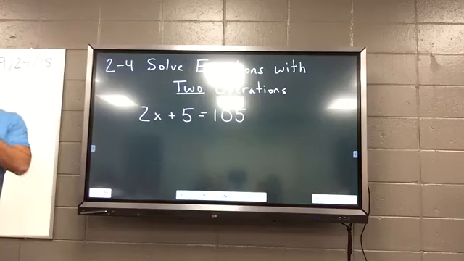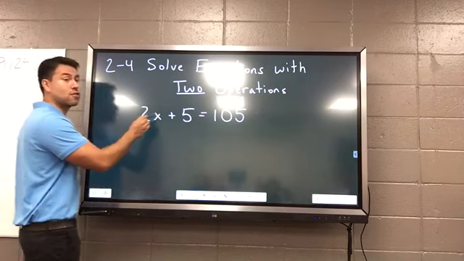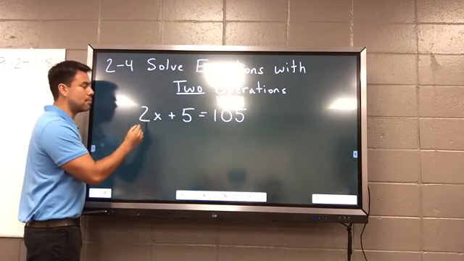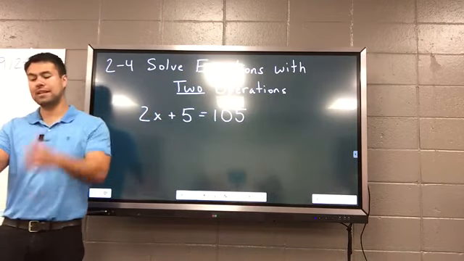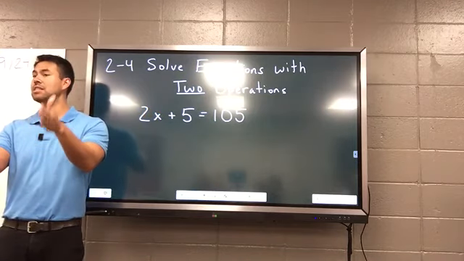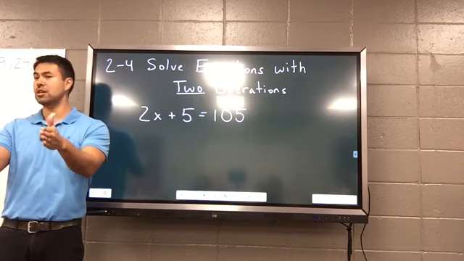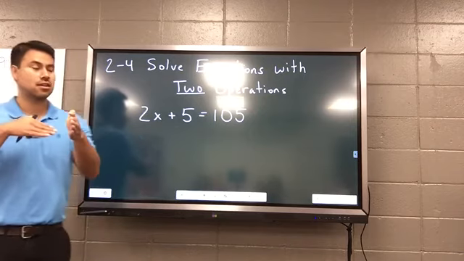You're going to find out what is happening to x. So what's happening to x first? It's being multiplied by 2 and then added with 5. Okay, first multiplied, then added. So I have to deal with the addition first. How do I deal with addition?